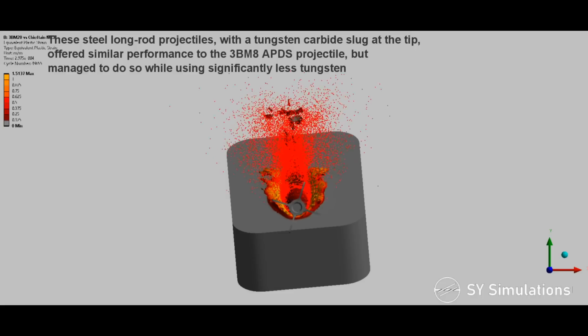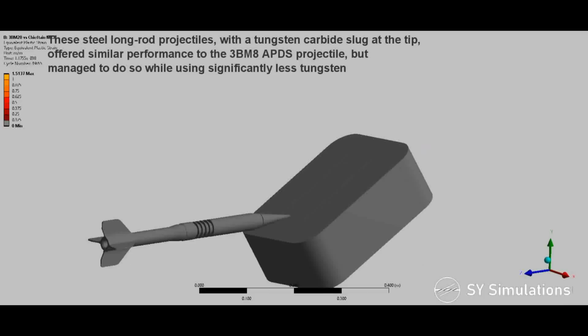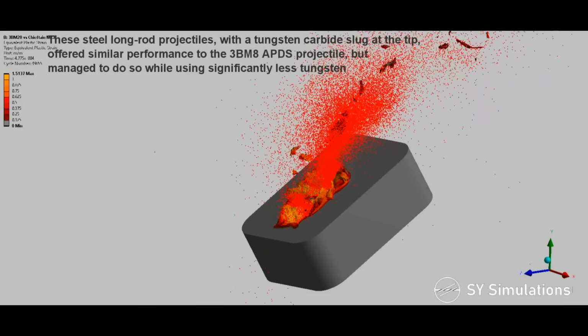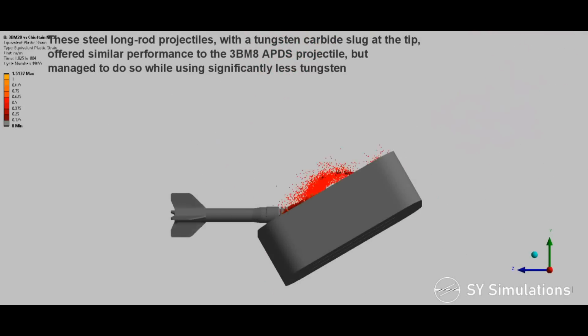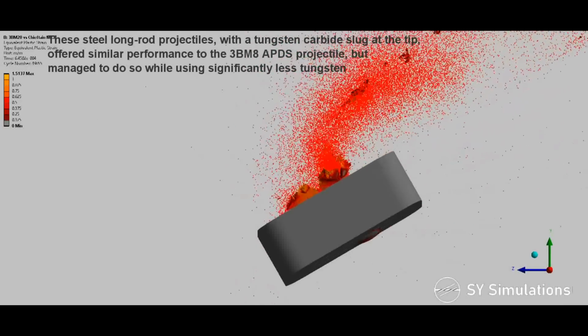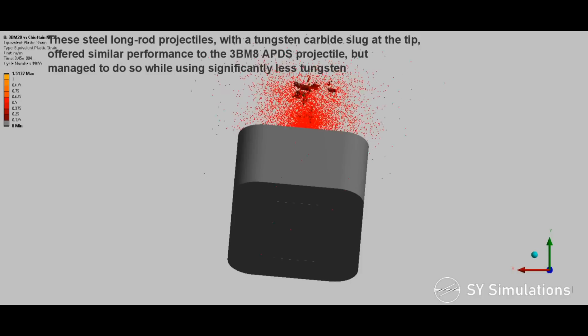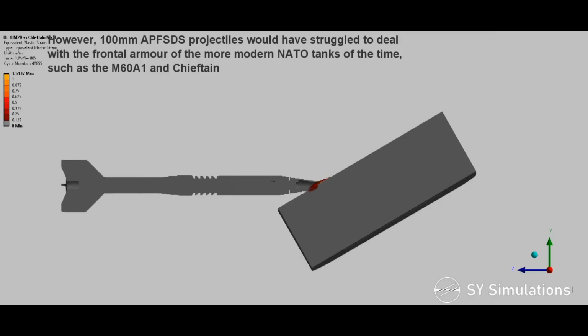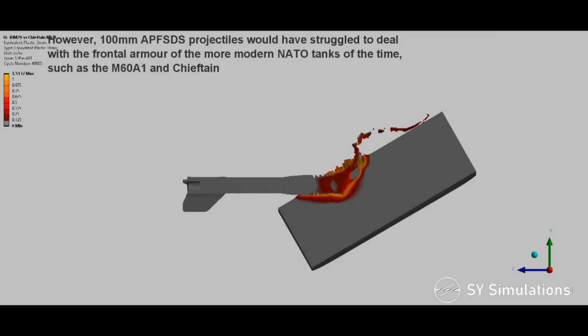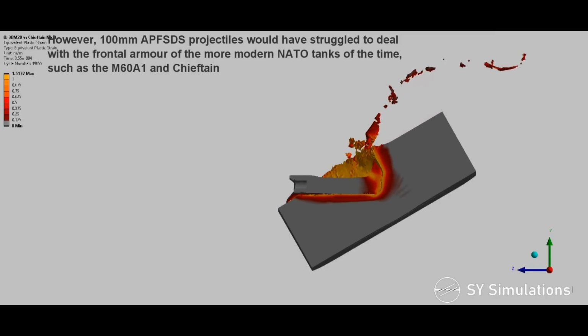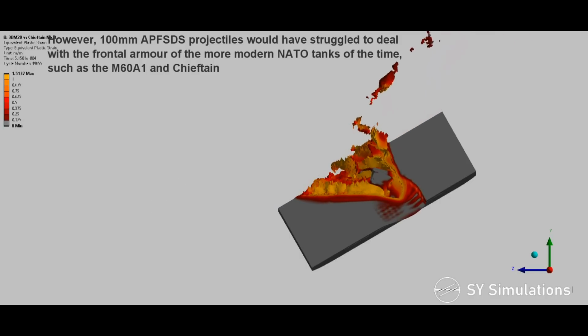These steel long-rod projectiles, with a tungsten carbide slug at the tip, offered similar performance to the 3BM-8 APDS projectile, but managed to do so while using significantly less tungsten. However, 100mm APFSDS projectiles would have struggled to deal with the frontal armor of the more modern NATO tanks of the time, such as the M60A1 and Chieftain.